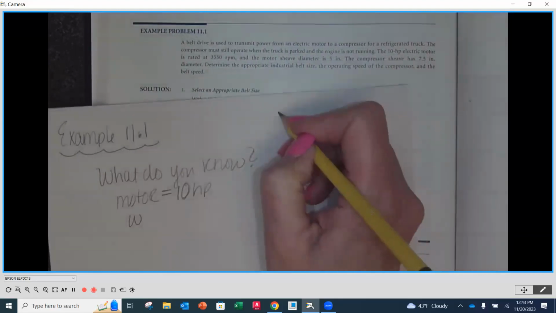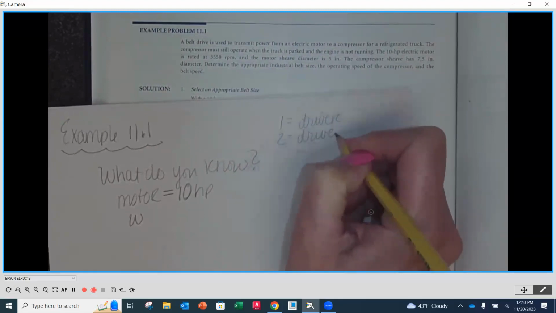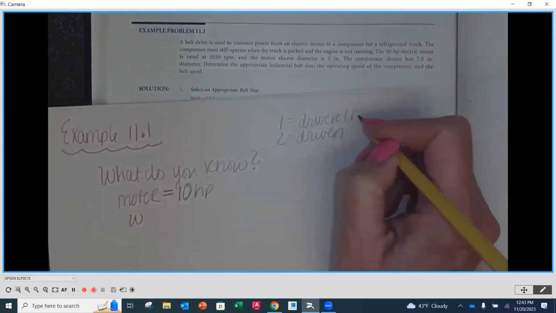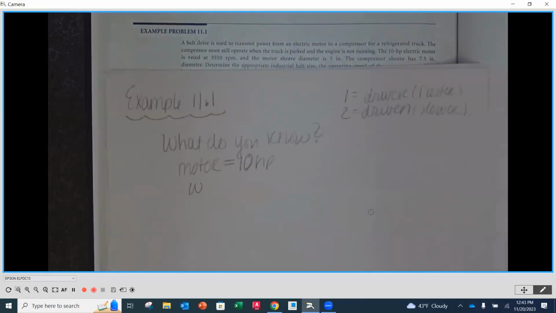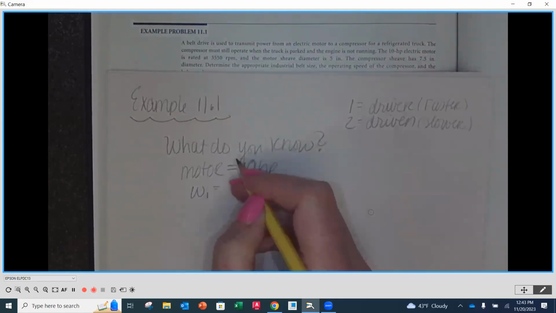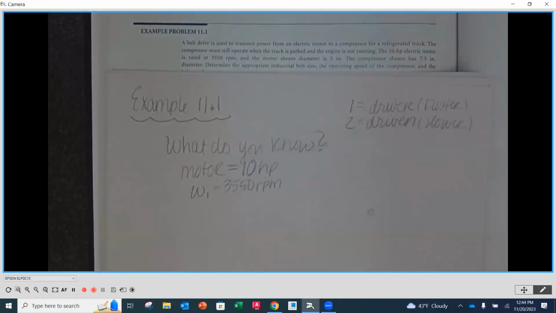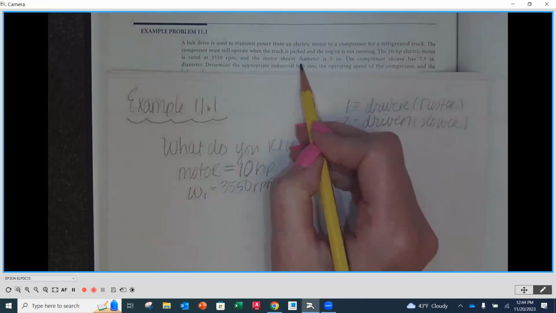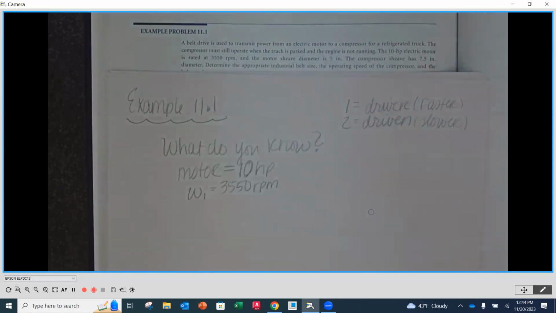Now, if we know that 1 is equal to driver and 2 is equal to driven, this one is always your faster and this one's going to be your slower, right? Would this be a W1 or a W2? It's going to be a W1, right? The motor is what's driving this compressor. So W1 is equal to 3550 RPMs. Now it also lets us know that the sheave diameter is 5 inches. What variable lines up with that?